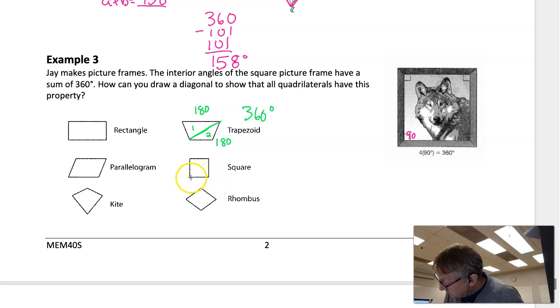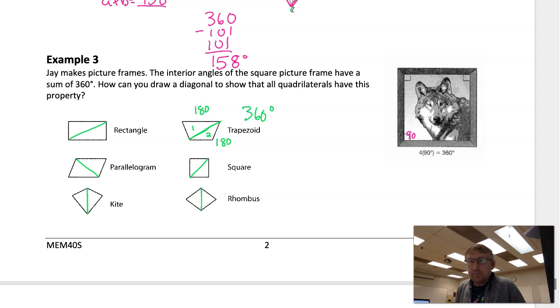Can we divide this one? Sure we can. Can we divide this one? Sure we can. How about this one? Sure we can. And this one? Yeah, him too. He can also be divided into two triangles.